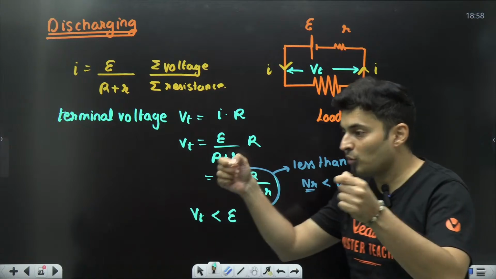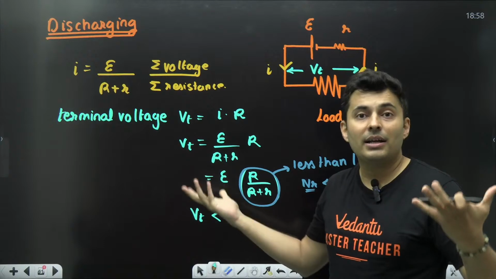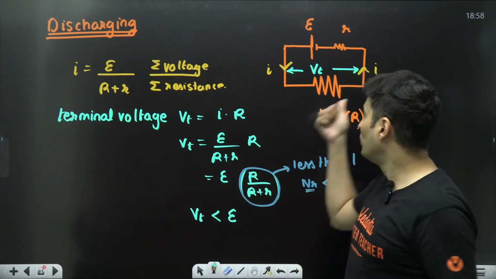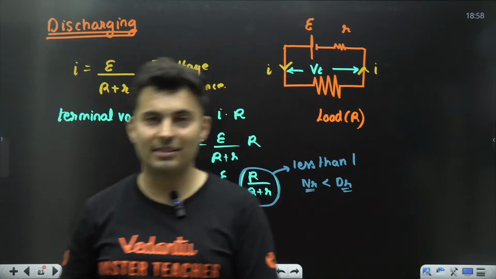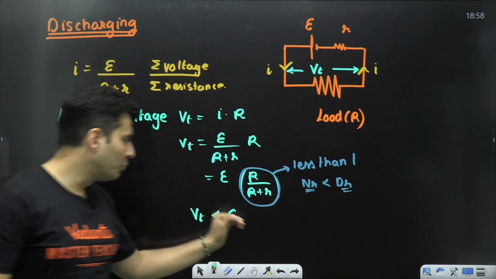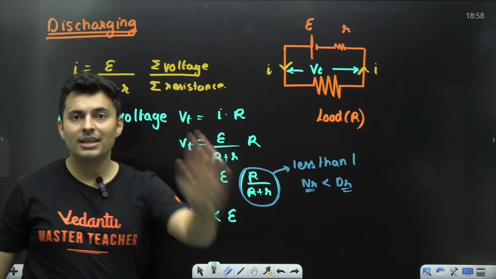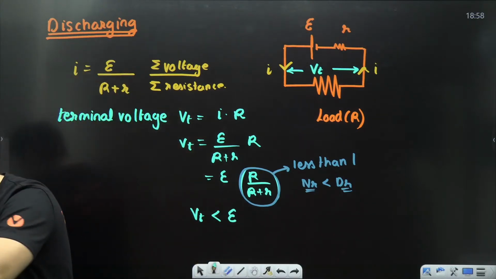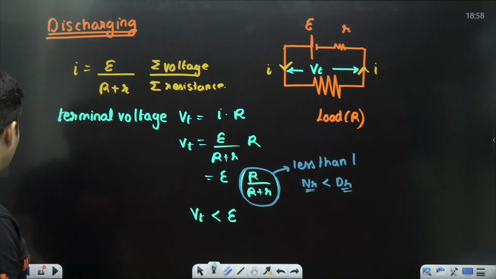Terminal voltage is the actual voltage you get. EMF is what the battery would have given had there been no external resistance and all those things. That is the most idealistic scenario. So EMF is always more than the voltage which you get across the terminals of a cell. Is that absolutely clear, everyone? Is everyone clear about this?